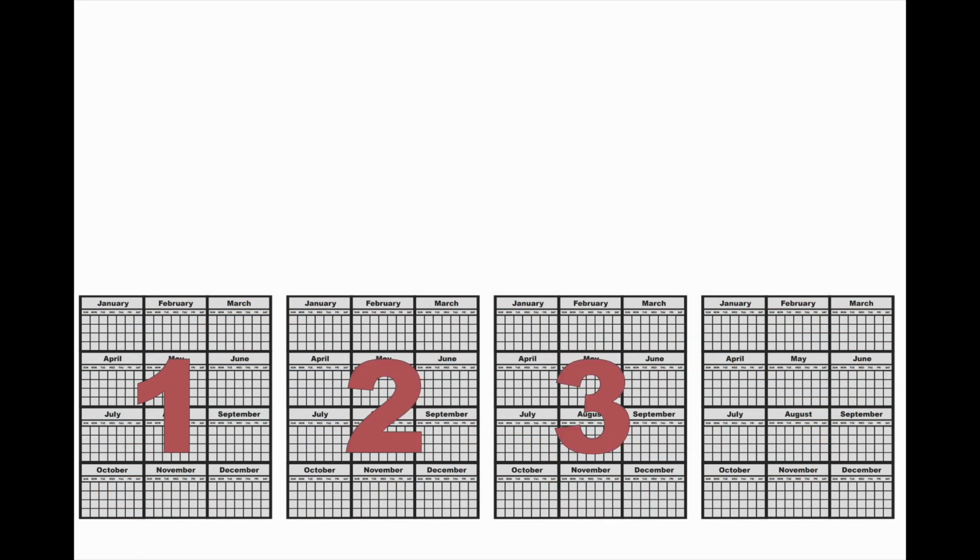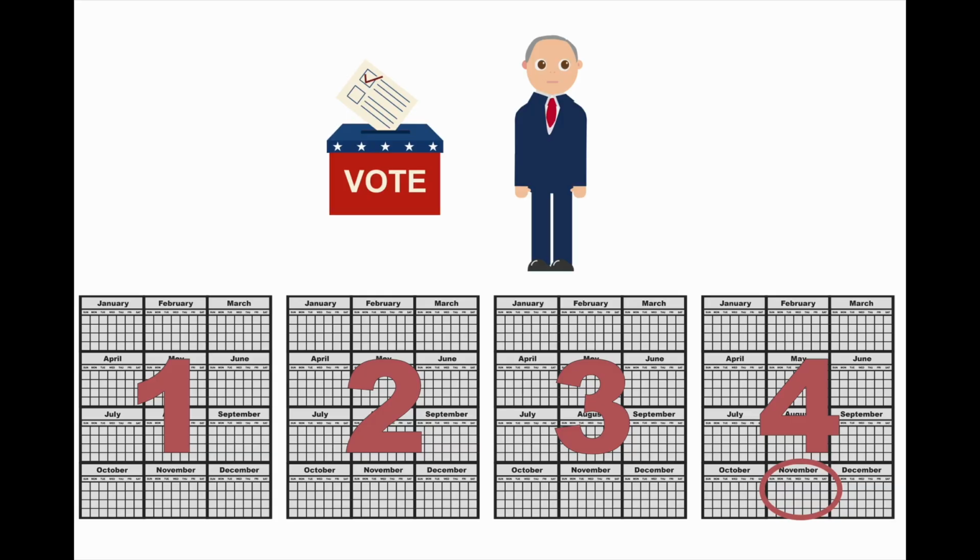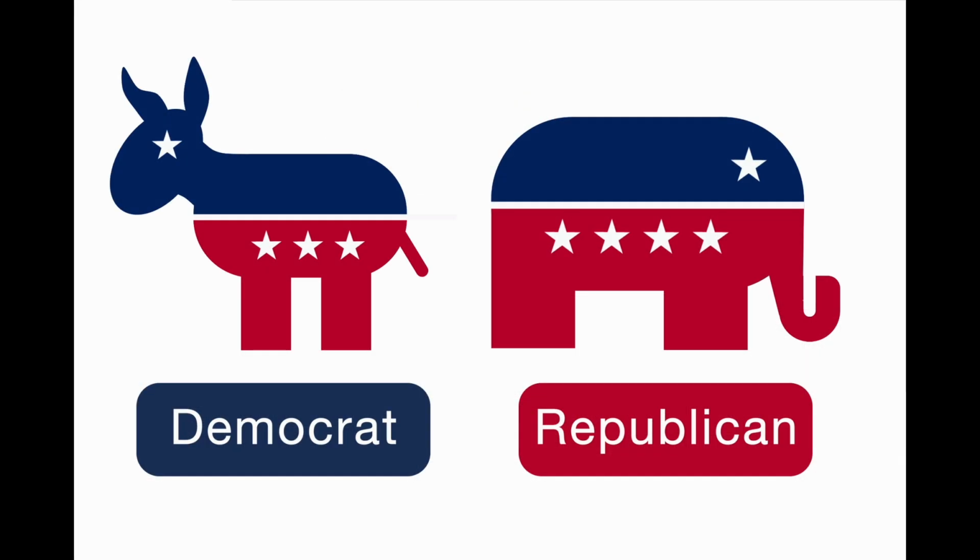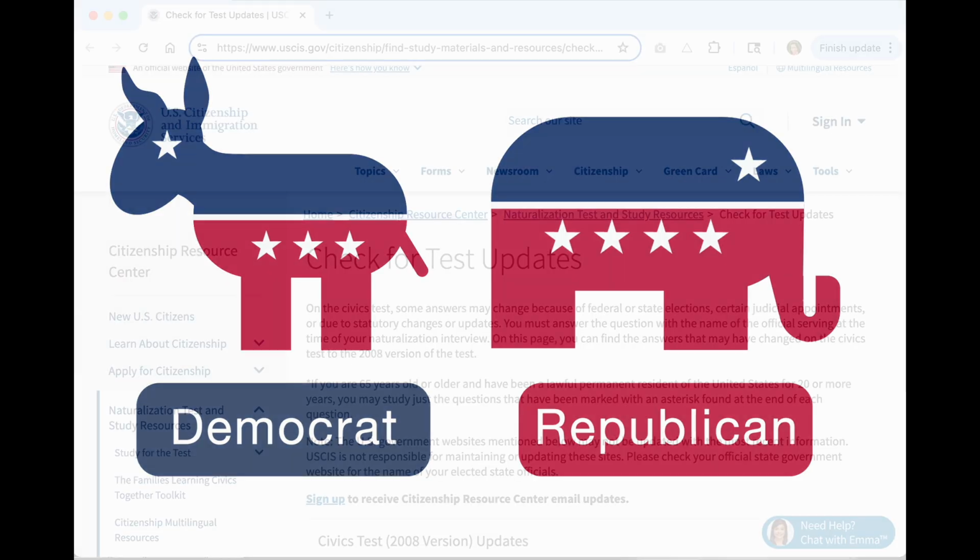Every 4 years in the month of November, we vote for president. The two major political parties in the United States are Democratic and Republican.